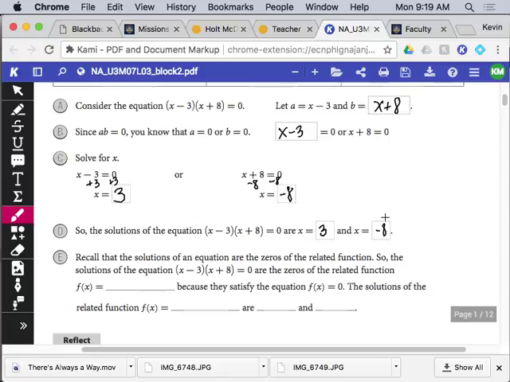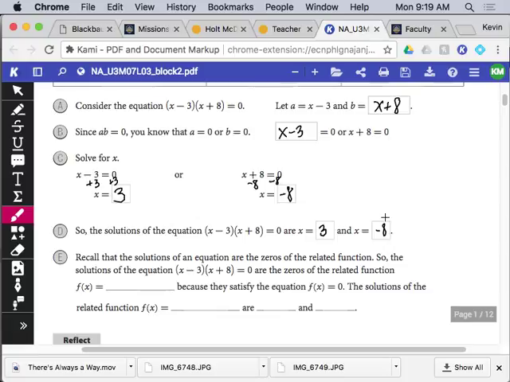All right. So what did we do? We know that this product ab is equal to 0. Therefore, either a is equal to 0 or b is equal to 0 by the zero product property. If this is equal to 0 or that's equal to 0, the only way for that to be possible is if x equals 3 or x equals negative 8. So the solutions of this equation are x equals 3 and x equals negative 8.